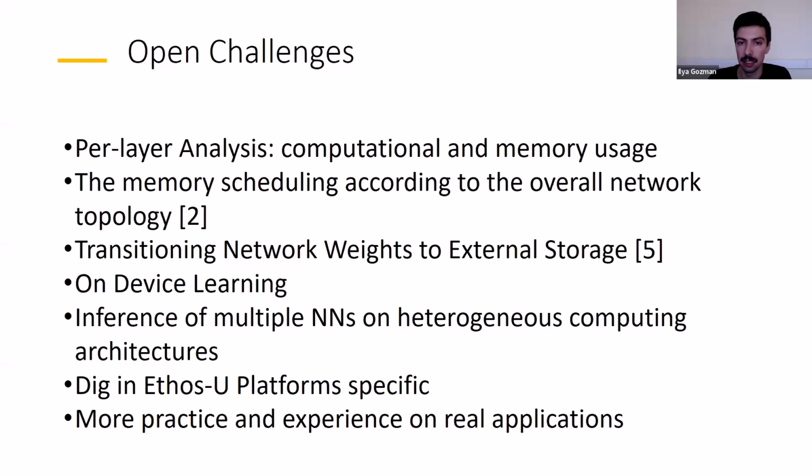Per-layer analysis involves a detailed examination of each individual layer within a neural network. This is crucial for understanding the computation and memory requirements of each layer. Evaluating computational requirements requires understanding the number of operations that each layer needs, which in turn helps in estimating the overall computational load of the model.